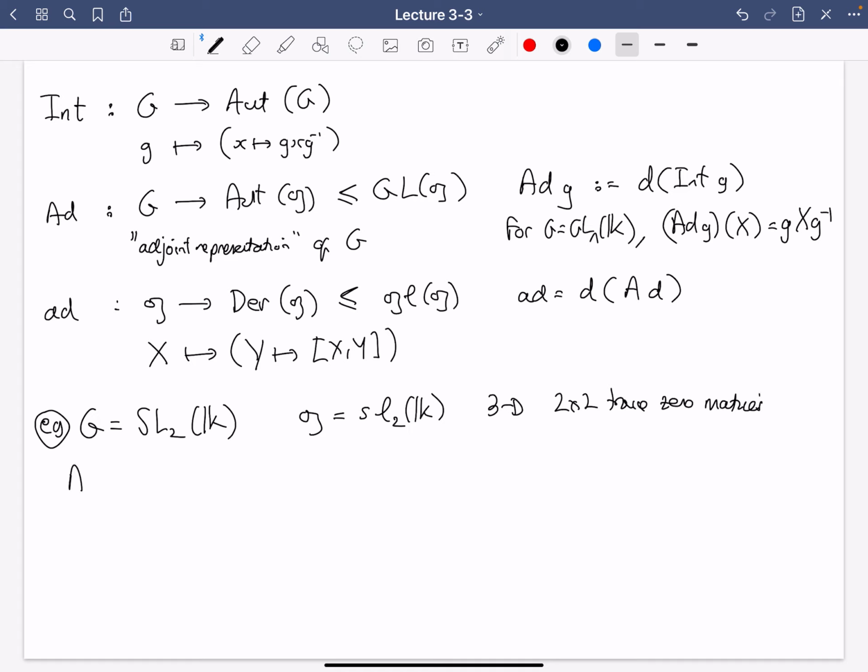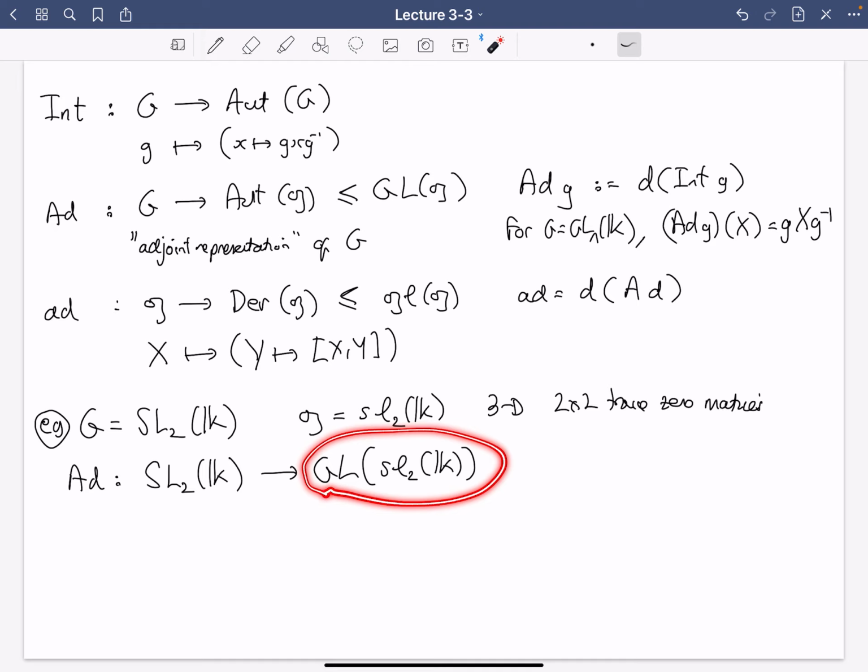So for this, we've got this adjoint representation of the group SL2. This is a morphism of algebraic groups from SL2 of K to the general linear group of the vector space little sl2 of K. Since this is a three-dimensional vector space, we'll pick a basis in a minute. This is going to be the general linear group GL3. So there's this morphism of algebraic groups. So that's the adjoint representation of the special linear group.